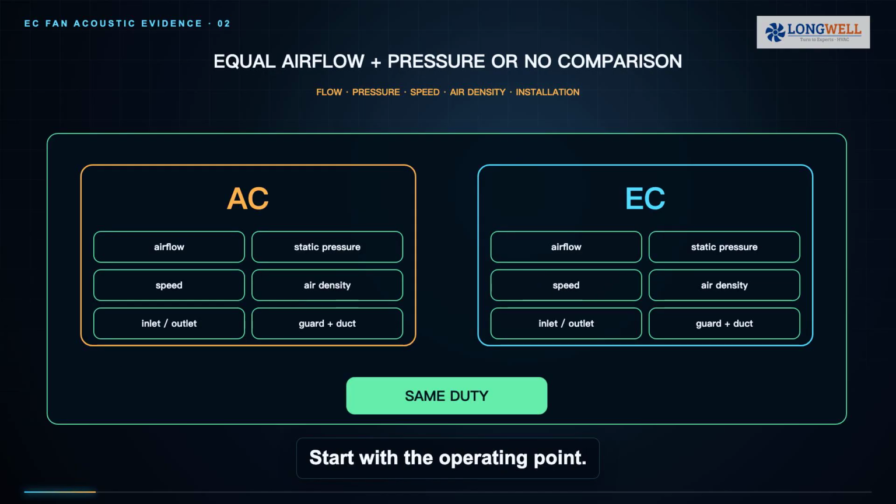Start with the operating point. Put the AC and EC candidates at the same airflow and static pressure, with the same inlet, outlet, guard, duct, and mounting. Record speed, power, control command, and air density. If duty is not equal, the acoustic comparison is not equal.